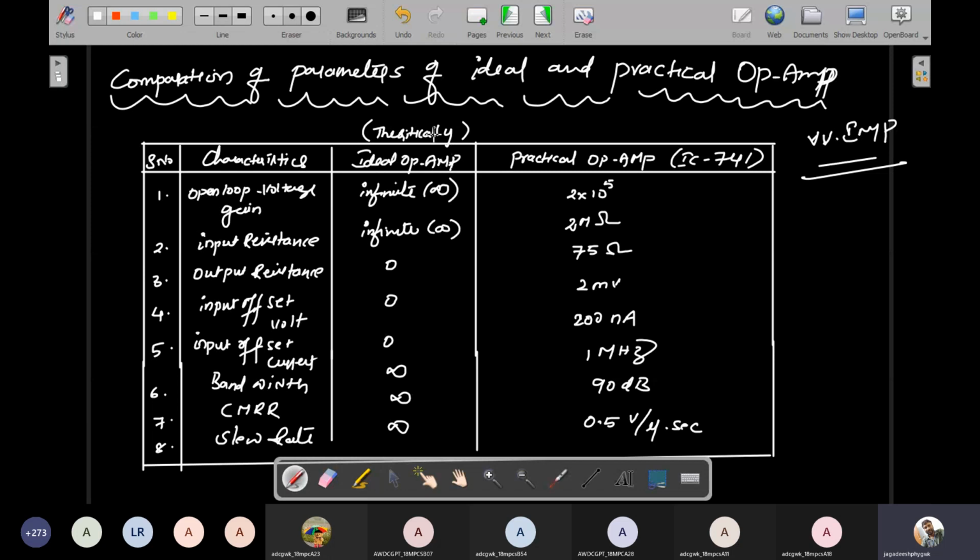So therefore, in an ideal op-amp these characteristics are shown, and in a practical op-amp it shows these characteristics. Okay, so this is very important. Let us move to the next page. Please note, everybody.